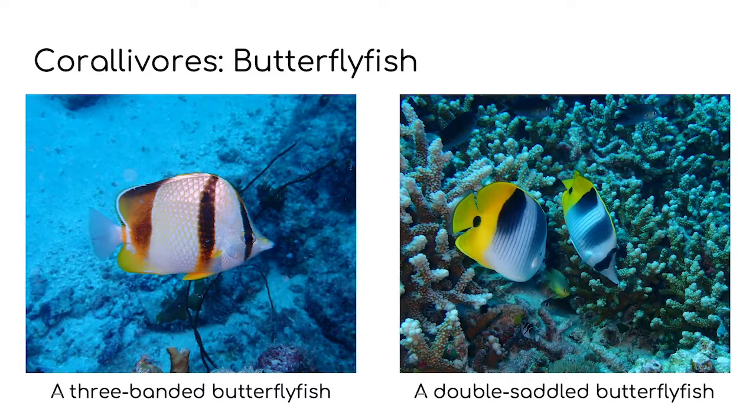Some butterflyfish are just named as they look, like this three-banded butterflyfish, which has 3 bands of brown on it, or this double-saddled butterflyfish, which has 2 black saddles on its back.